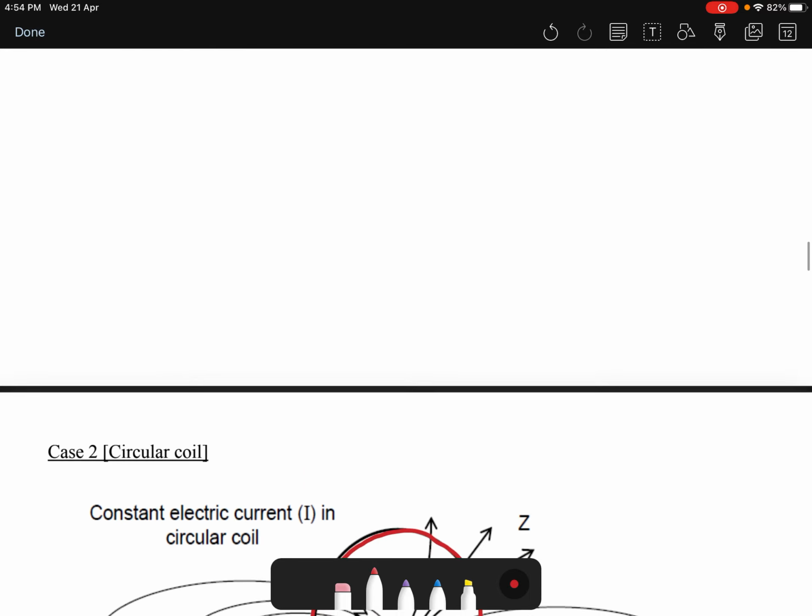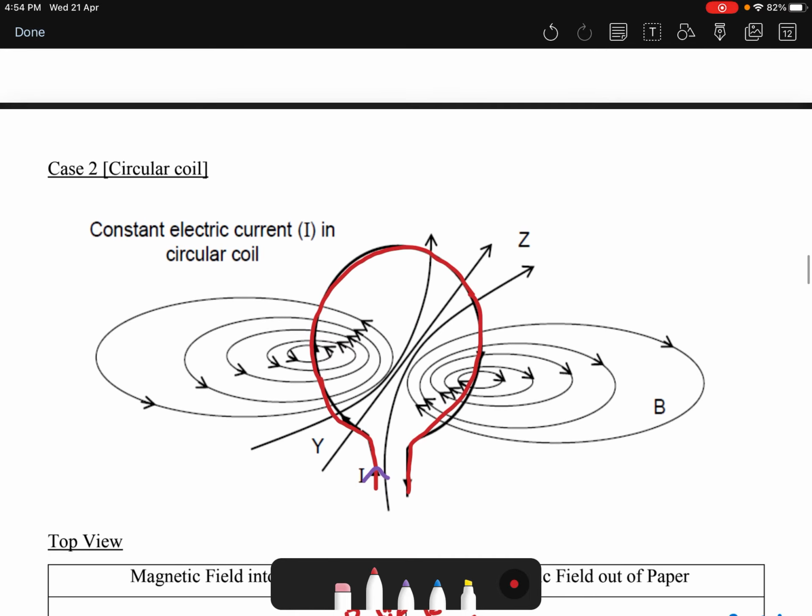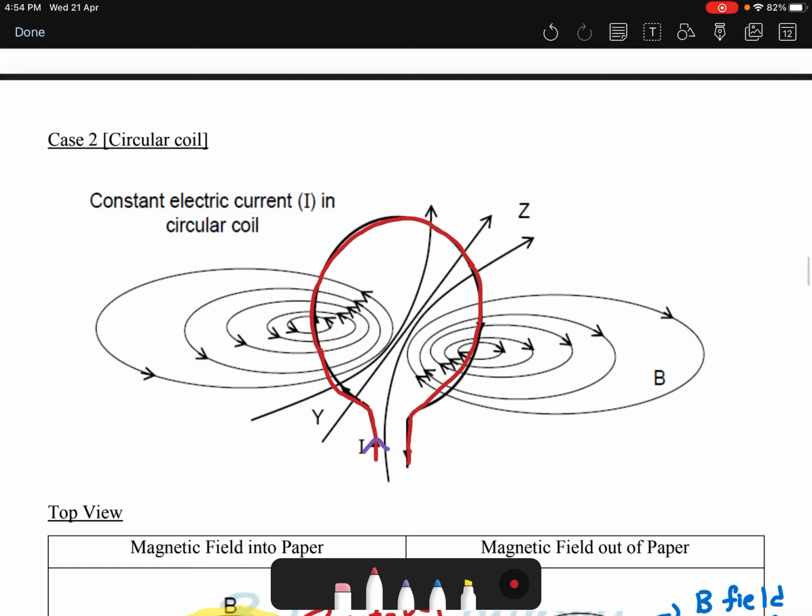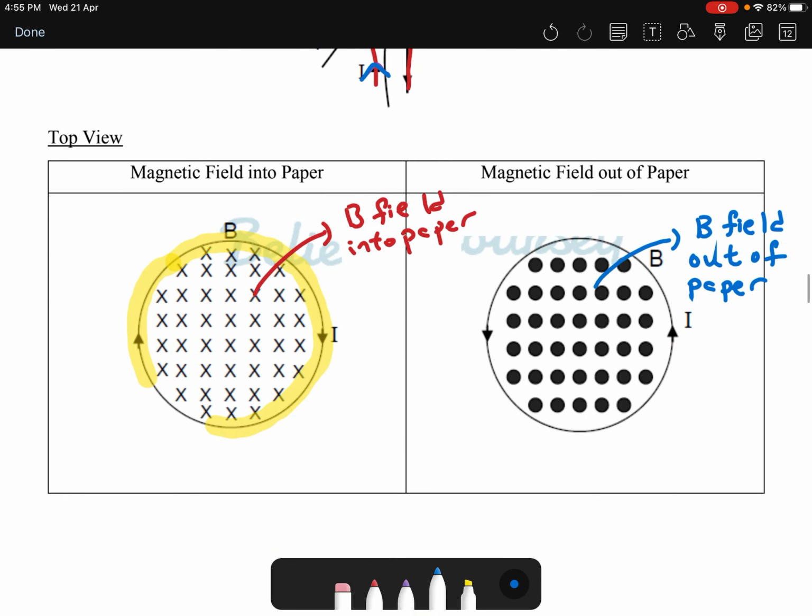Next I want to talk about the circular coil. Particularly for a circular coil, it has only one turn of the wire. If I have a current flowing through this circular coil, this will create a magnetic field. Not to worry, I don't think you will be tested on how to draw this type of magnetic field, but you'll be tested on how to draw when you are looking at the top view.